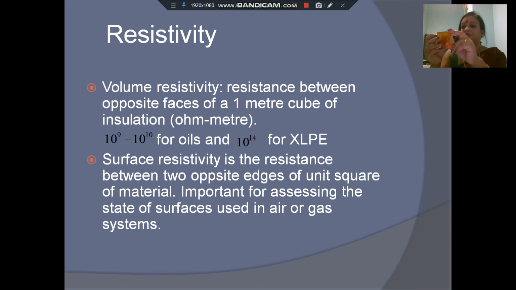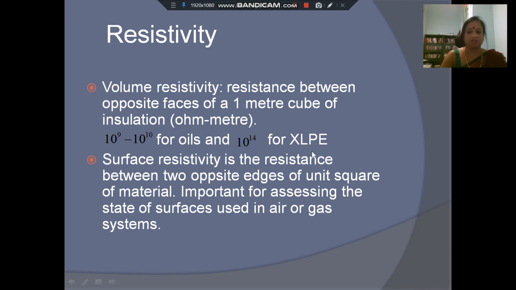But in case of a dielectric, if you apply potential across two opposite edges, there will be a lot of current flowing through the inside of the material, and there will also be some current flowing along the surface. Now, the volume resistivity is what determines how much current will be flowing through the volume of the material. It is defined as the resistance between two opposite faces of a 1 meter cube of insulation. So the resistance between the two faces through the volume of the dielectric is called the volume resistivity.